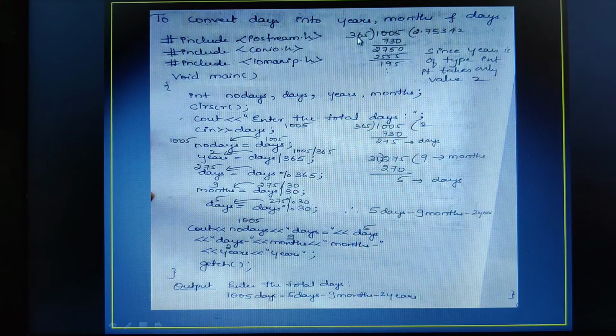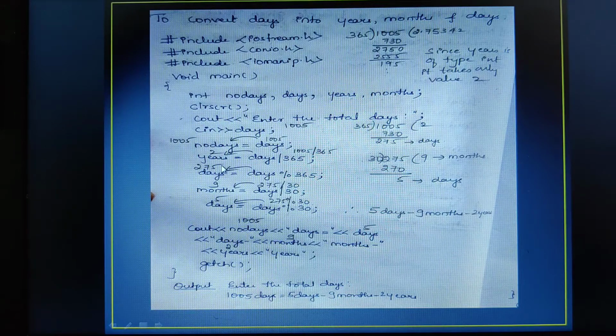So here 365 multiplied by 2, I got 730. Therefore I got the correct answer here. That is almost 1005, therefore the remainder would be 195. Since years is of type integer, only the value 2 you take. Okay, it is considering that, isn't it?